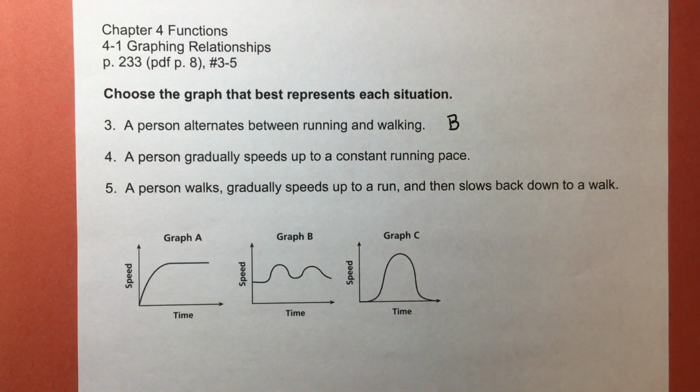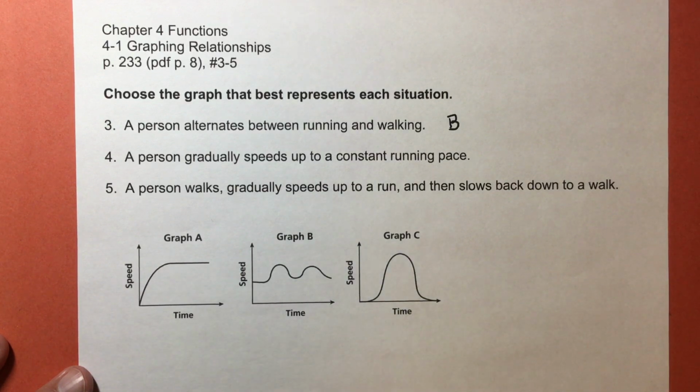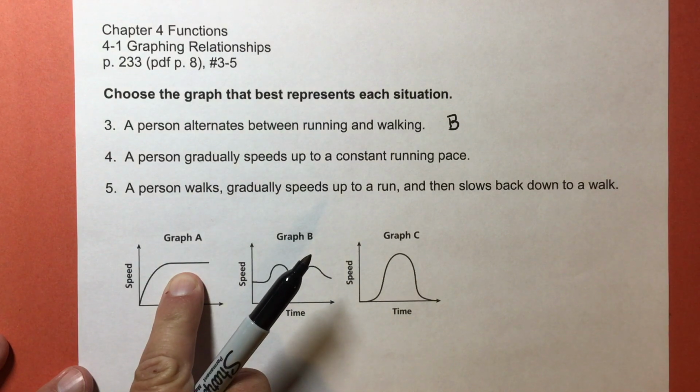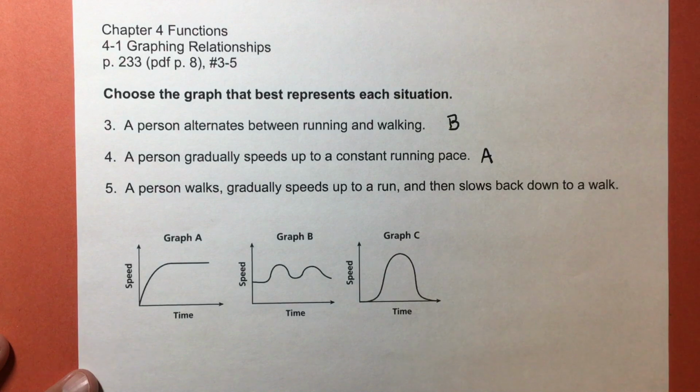Problem number 4, a person gradually speeds up to a constant running pace. When I go for a run, I try to keep a constant running pace. That would be my ideal, but mine's probably more like this and then wiggle, wiggle, wiggle. But this is a good runner. This is a person who has a constant pace. So this is going to be graph A like we talked about.